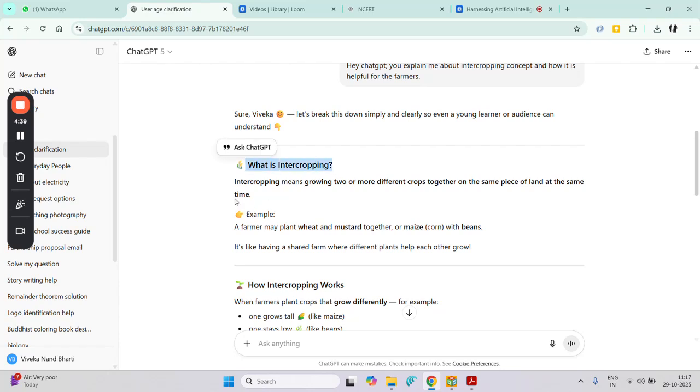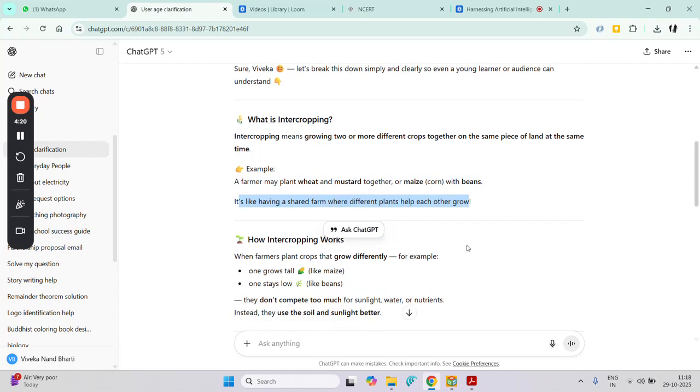What is intercropping? Intercropping means growing two or more different crops together on the same piece of land at the same time. For example, a farmer may plant wheat and mustard together or corn with beans. It is like having a shared farm where different plants help each other grow.